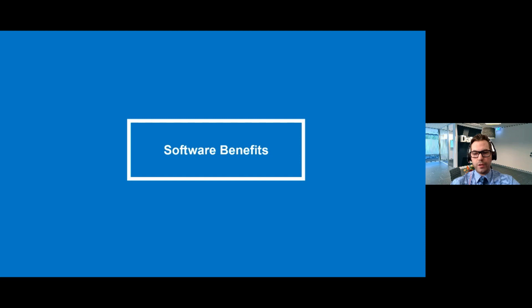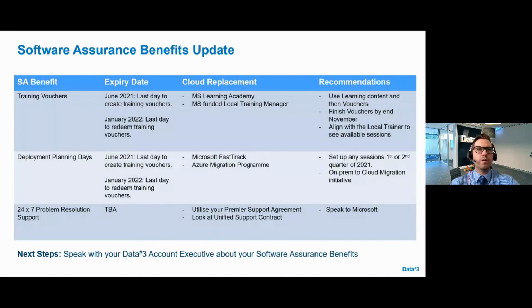So I just want to talk about the software benefits on the next slide. We highly recommend the agencies this time around to look at the opportunity to use your benefits, such as your training vouchers and your deployment planning days. So in the workbook, you will receive a snapshot of your current position. I encourage everyone to talk internally within the agencies about who might consider using those training vouchers for training development purposes. Speak to your account executive, of course, on the best way to allocate those vouchers.